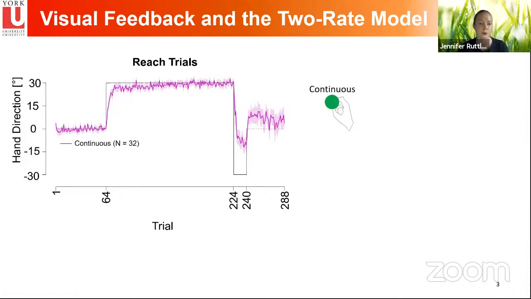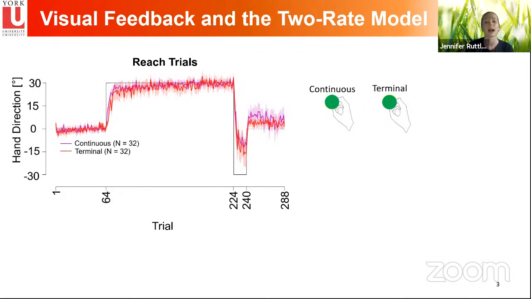Our second group is what we call the terminal group. The cursor was not visible the entire time they moved out to the target, and it was only visible once they stopped at the actual target. And we can see here that their movements were actually very similar to the continuous group. So even though they weren't getting that visual feedback during training, they were still showing pretty similar trajectories, which was great.